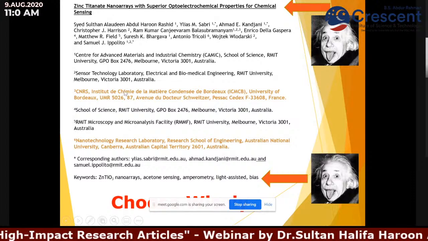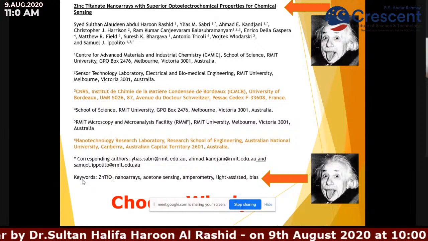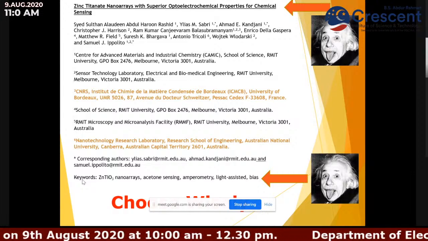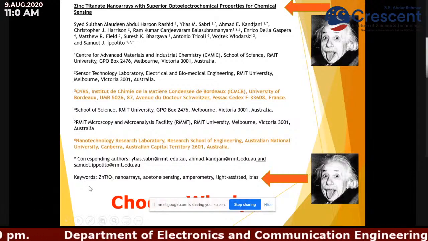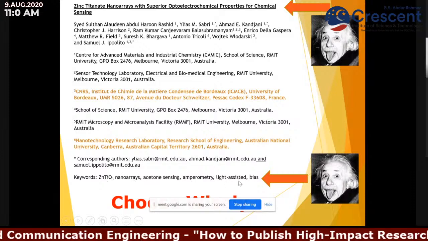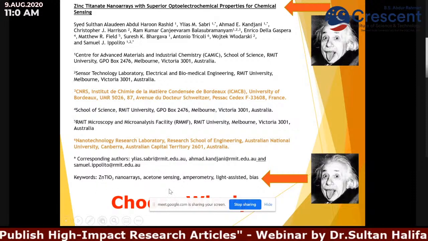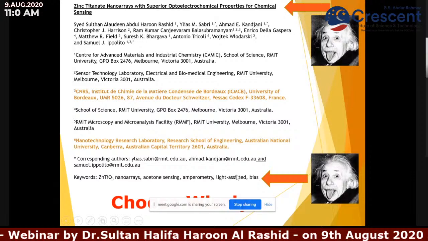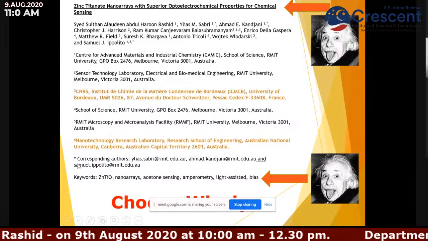Then the other thing I told you is your keywords. While you're reading papers, I said, you check the keywords first. This is how the future generation will identify their research and your relevance to them. Look at my keywords: acetone sensing, amperometry, light assisted bias, and zinc titanate nanoarrays. A person who does acetone sensing will find my paper very relevant. A person who does amperometry, light assisted bias, or zinc titanate nanoarrays will immediately read my paper.